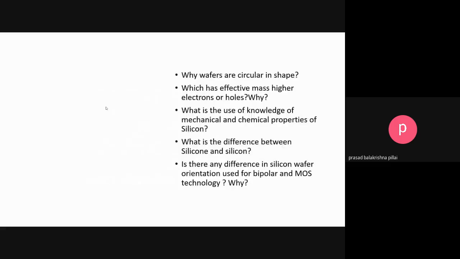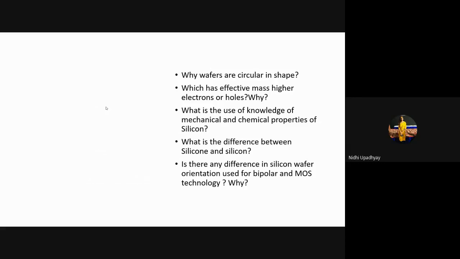And now, have you tried this? This was, I think, probably from my second lecture. I don't remember which lecture. Have you tried this? Any of you? The first question is, why are wafers circular in shape? Have you noticed this? Why is it circular? Sir, because of that process, spin. Which process? Sir, I'm forgetting the name.